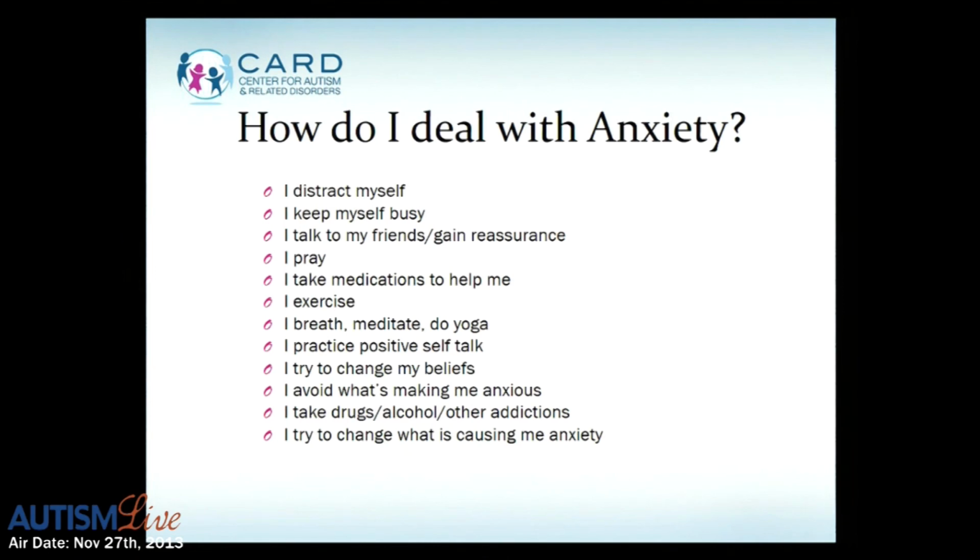I avoid what's making me anxious. That can lead to complete avoidance, which is not good. I take drugs, alcohol, or I try to change what's causing me anxiety. So these are, and whenever you see the word change in behavioral terminology, that means shaping. So next week, what we're going to be talking about is behavior change and how do we make that change occur. What I'll do next week is I'll go more into what happens in autism that leads to anxiety, and then we'll talk a lot about treatment.